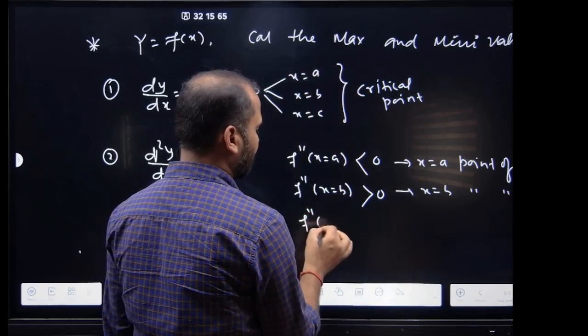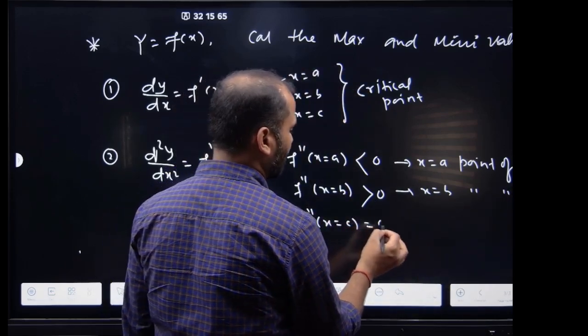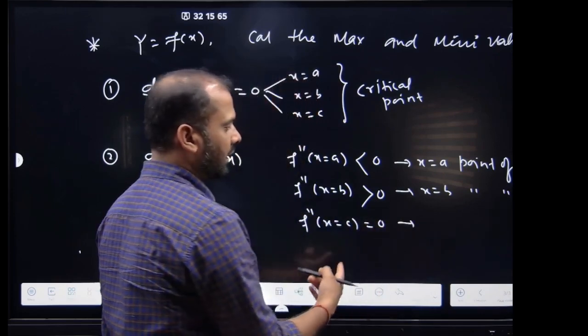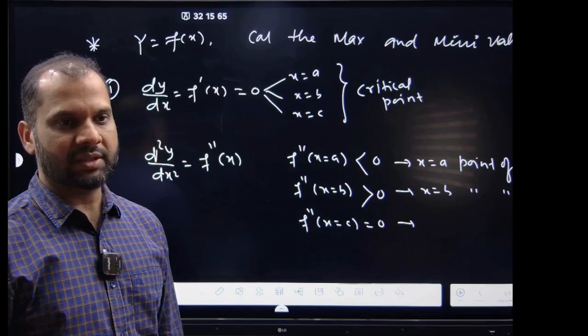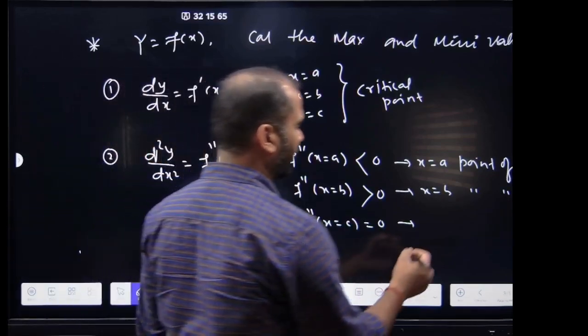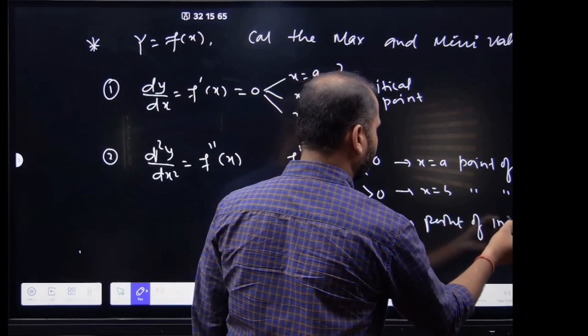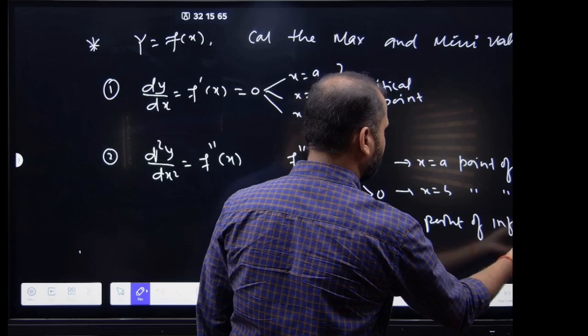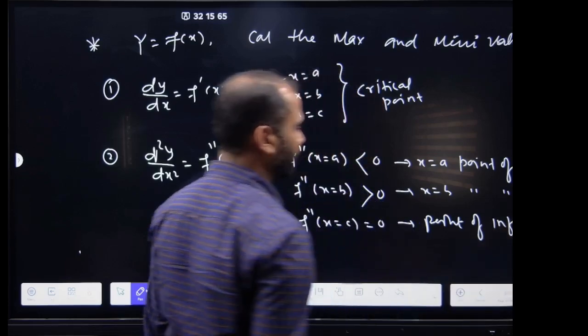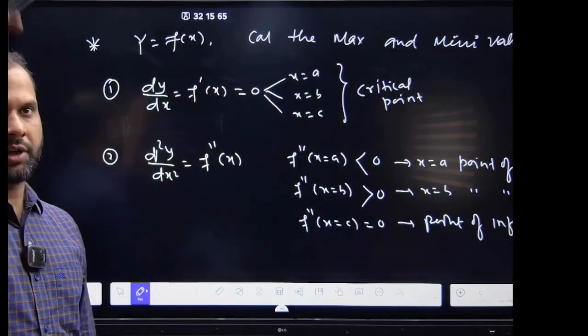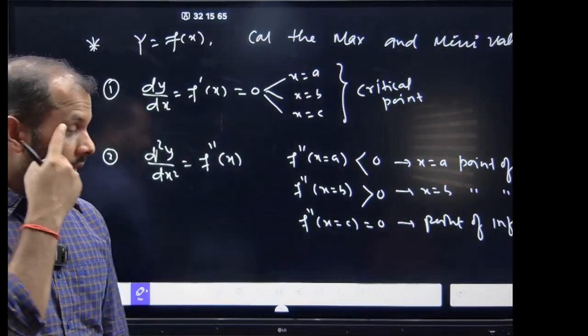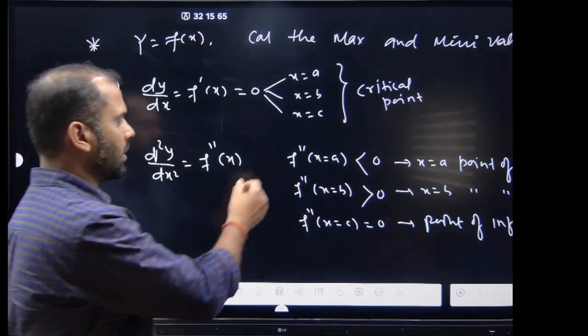Suppose you get f double dash at x is equal to c equal to 0. Then you can't comment whether it is a point of maxima or a point of minima. This particular point is called a point of inflection. Point of inflection means the curve will change its concavity. If it is concave upward, it will become concave downward, or vice versa. So this too you remember.